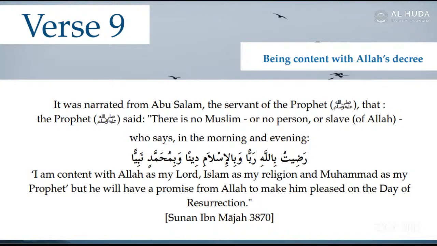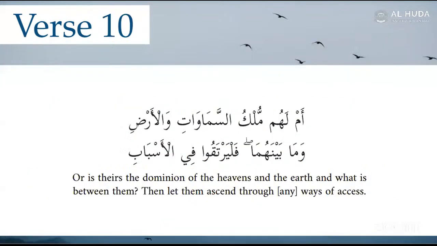Then Allah mentions, أَمْ لَهُمْ مُلْكُ السَّمَاوَاتِ وَالْأَرْضِ وَمَا بَيْنَهُمَا, or is theirs the dominion of the skies and the earth and what is between them? These great claims that the people of Makkah are making, is it because they have great treasuries and their rule, their authority on this earth and also in the skies is supreme? If they claim that they're so great, then what should they do to prove their greatness? فَلْيَرْتَقُوا فِي الْأَسْبَابِ, then let them ascend through any ways of access.